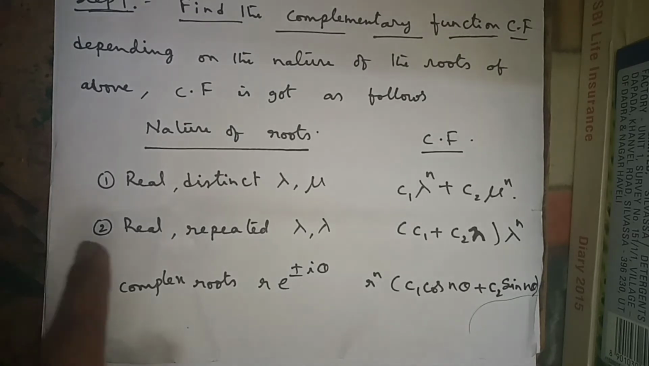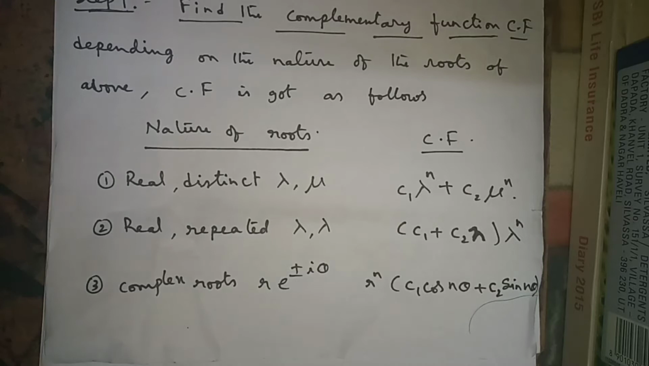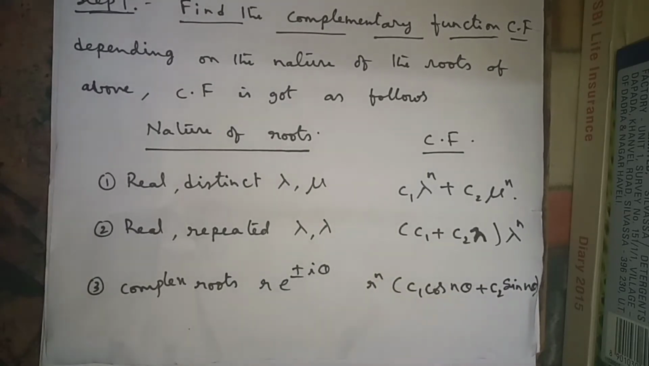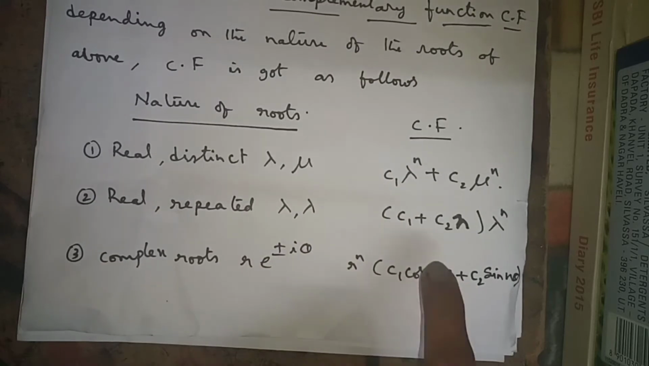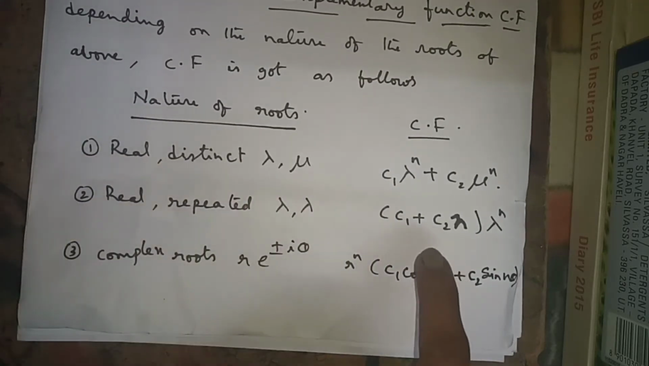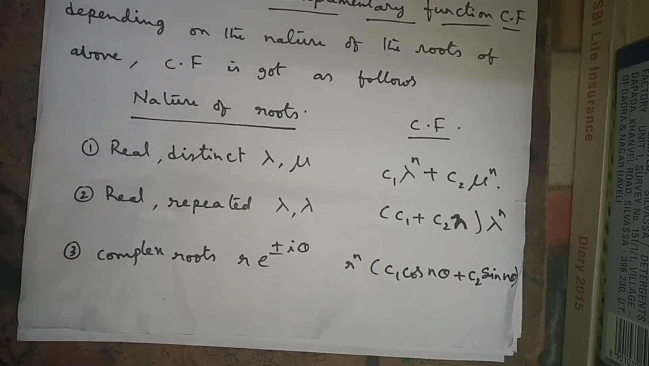Now, if the roots are real and repeated, lambda, you will get the formula like this: C1 plus C2 n into lambda to the power of n. If the roots are conjugate complex numbers, or e to the power of plus or minus i theta form, then the complementary function will become r to the power of n into C1 cos n theta plus C2 sin n theta. Depending on the roots, you will get the complementary function.